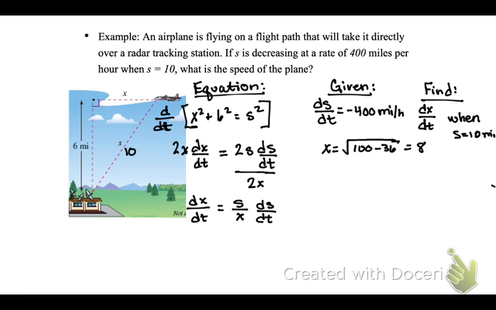But can it be minus? No, it can't. Distance can't be negative. So we have s is 10, x is 8, and ds/dt is negative 400 miles per hour. So that would be negative 50, right? What? Oh, yeah, I did that. So negative 500 miles per hour.